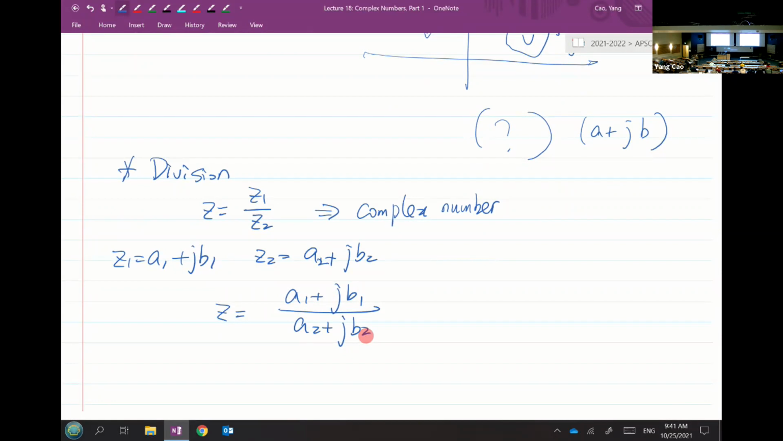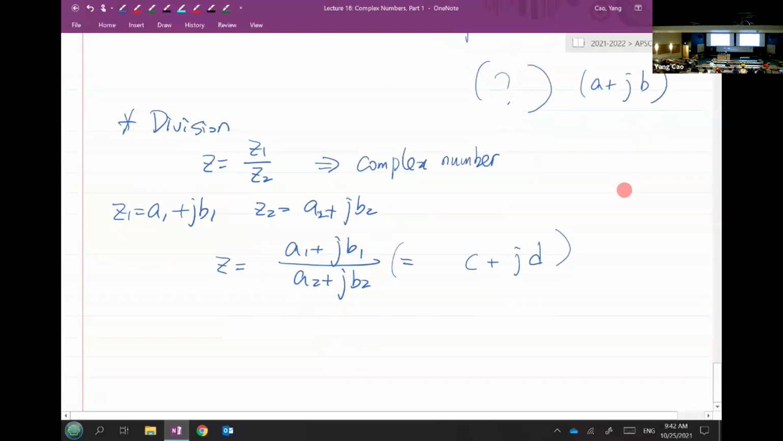So the way to handle the division is you try to get rid of this complex number in the denominator. Notice there's a complex number in the denominator. So we want to write this complex number at the end as, let's say for example, C plus jD, the standard format of a complex number, real plus imaginary. So we need to get rid of the complex number in the denominator. How do we do that?